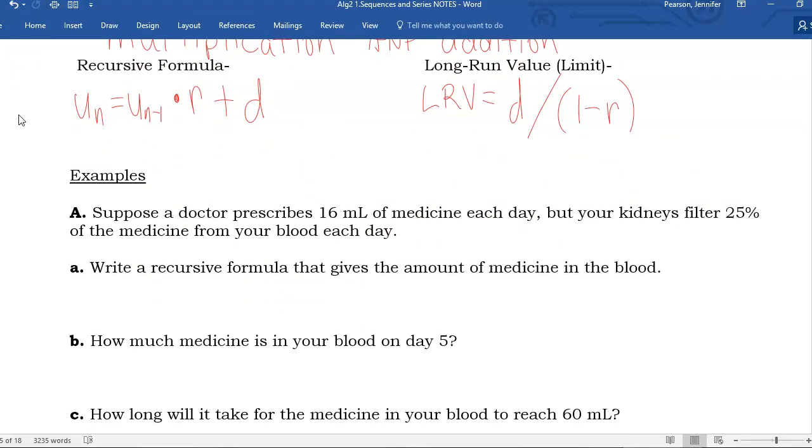Example A says, suppose a doctor prescribes 16 milliliters of medicine each day, but your kidneys filter 25% of the medicine from your blood each day. Write a recursive formula that gives the amount of medicine in the blood.